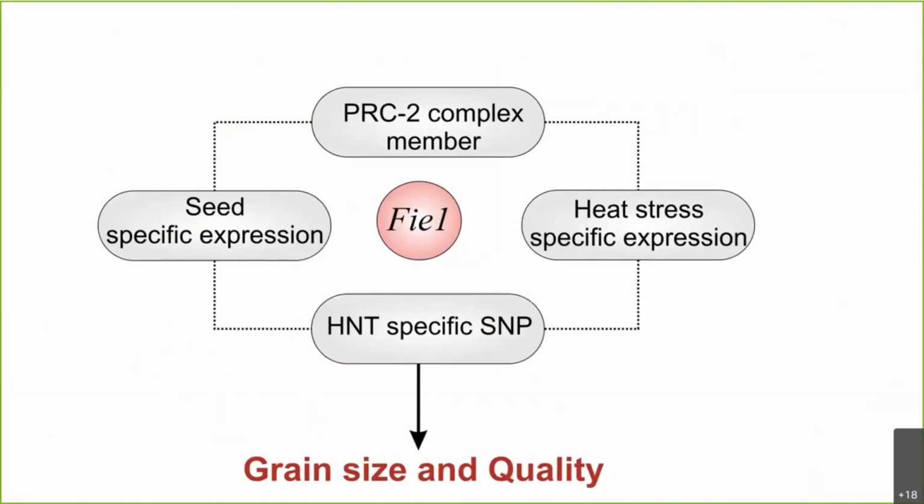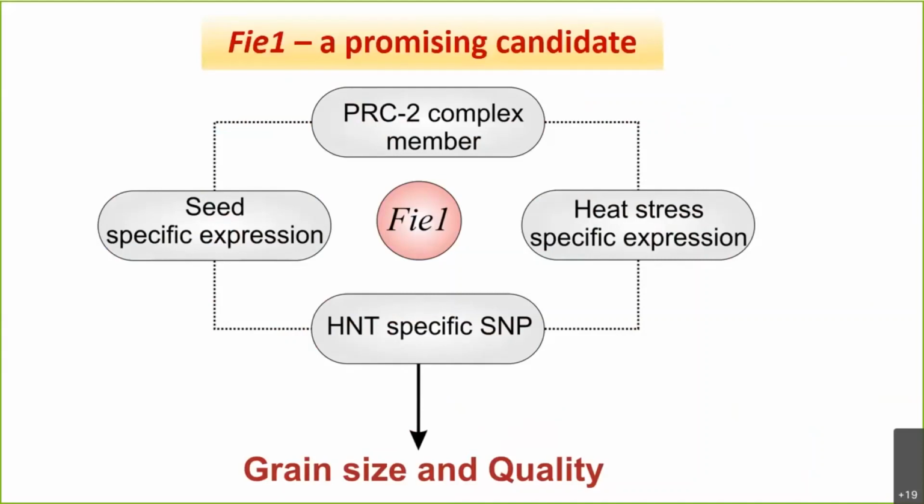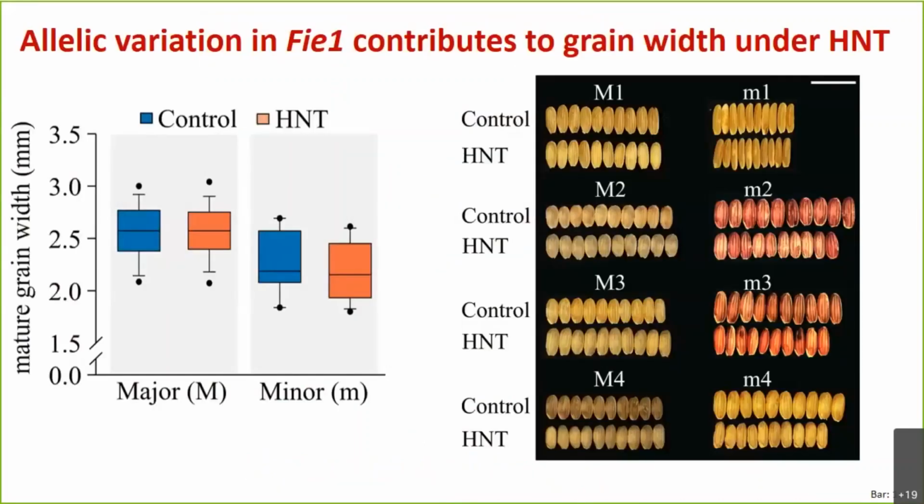This PRC2 complex has been shown to regulate flowering and seed development, especially in Arabidopsis and also in rice. So all these parameters, along with the HNT specific SNP which we detected for grain width through our GWAS analysis, made us think that Fiei1 can be a promising candidate for further characterizing and uncovering its role under HNT in rice.